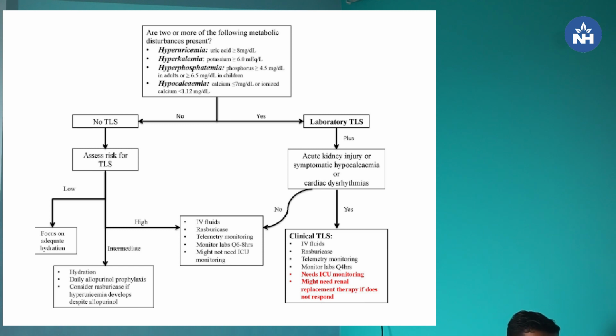If it is intermediate risk, we give hydration, daily allopurinol prophylaxis, and consider rasburicase if hyperuricemia develops despite allopurinol. If there is high risk for TLS, then we give IV fluids, rasburicase, telemetry monitoring, monitor labs 6 to 8 hours, and they might not need ICU monitoring. If there is laboratory TLS plus acute kidney injury or symptomatic hypocalcemia or cardiac dysrhythmias, then it is clinical TLS. So we give IV fluids, rasburicase, telemetry monitoring, labs Q4 hourly, needs ICU monitoring, and might need renal replacement therapy if does not respond.